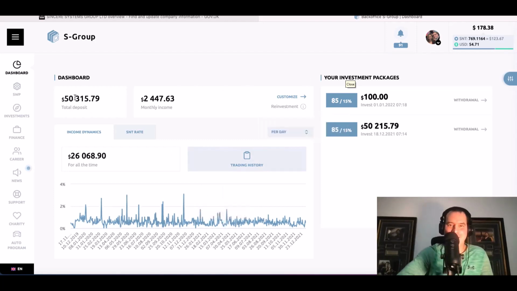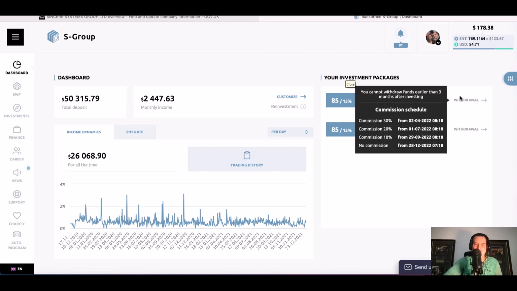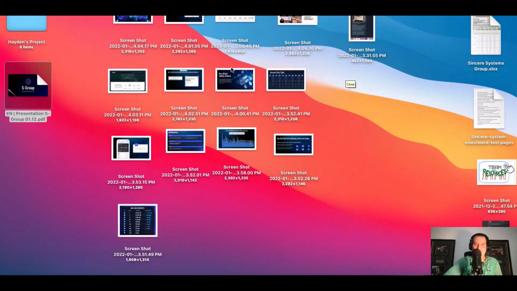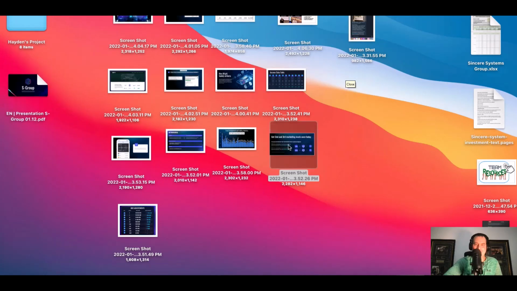So if I wanted to withdraw this $50,000, this is where it tells you about this, okay? I can't move my mouse or it's going to go away, so I'm just going to have to talk about it. You'll see it says commission 30%, commission 20%, commission 10%, and then no commission. What that means, and I'm going to pull up a screenshot, is think of the word commission as fee. So fee 30%, fee 20%, fee 10%, no fee. This is the last one, okay? I'm going to pull up my screenshot here, which will really help you understand the fee structure for your investment.